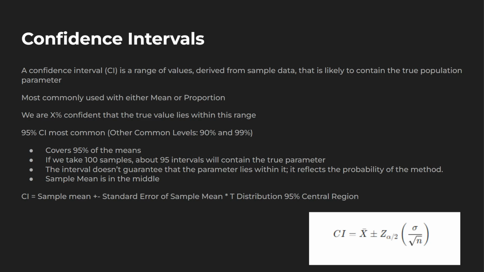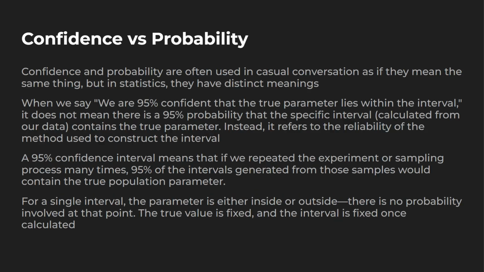So what 95% means is it covers 95% of the means. If we take 100 samples, about 95 intervals will contain the true parameter. The interval does not guarantee that the parameter lies within it. It reflects the probability of the method. Sample mean is going to be in the middle. So I have the equation down here to the bottom right, but I want to explain how this works. You have your sample mean, and then you're going to plus or minus the standard error of the sample mean times the t-distribution value of the 95% central region. Sounds confusing, I understand that, but we're going to go through a calculation. I think it's the next slide or the slide after, and it should clear it up.